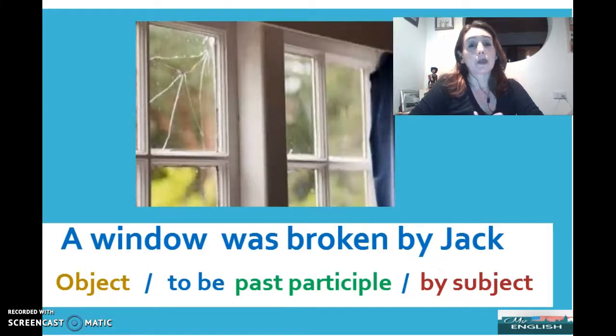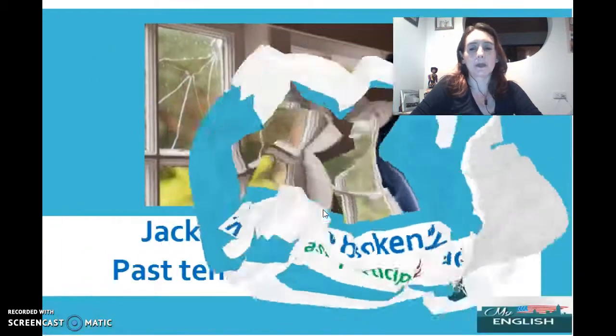Now, if we change it to the passive voice, this is what we're going to be doing. We have an object, the verb to be, the past participle of a verb, and finally we have a subject. So what is my object? A window. The window that was broken. Now, the original sentence was in past tense. So it means that the to be is also going to be in past tense. And finally, we're going to have a verb in the past participle.